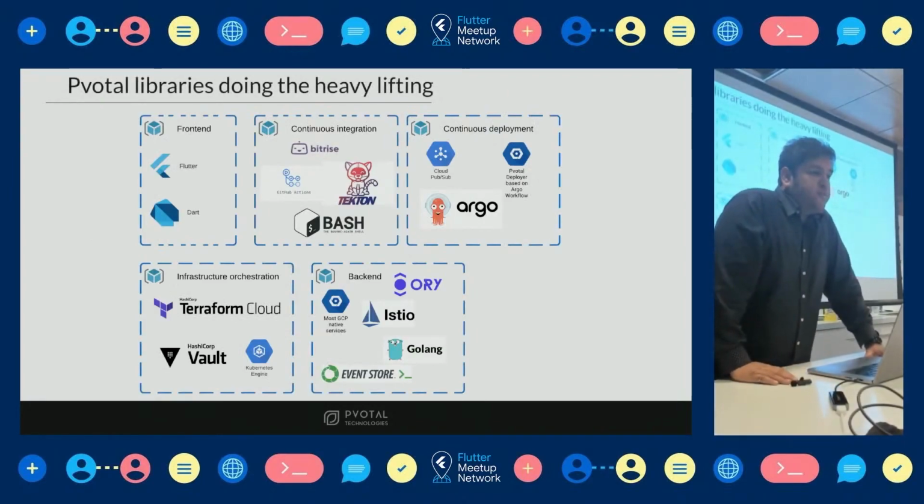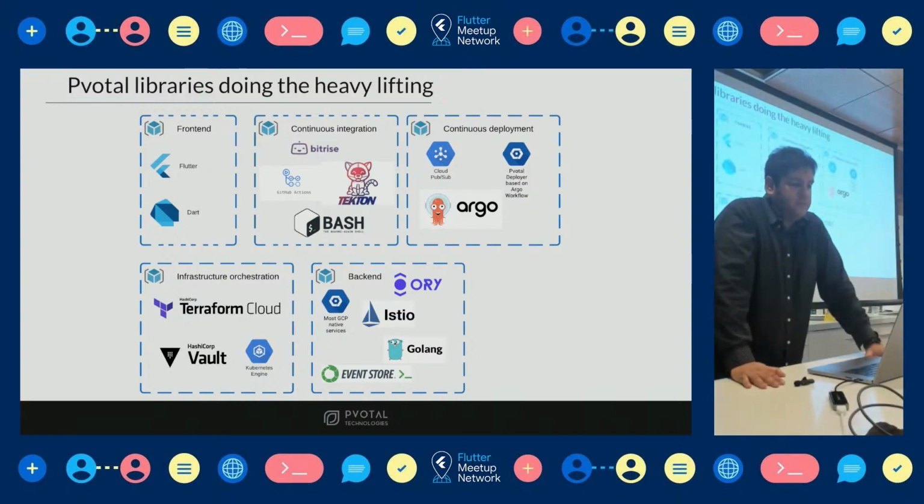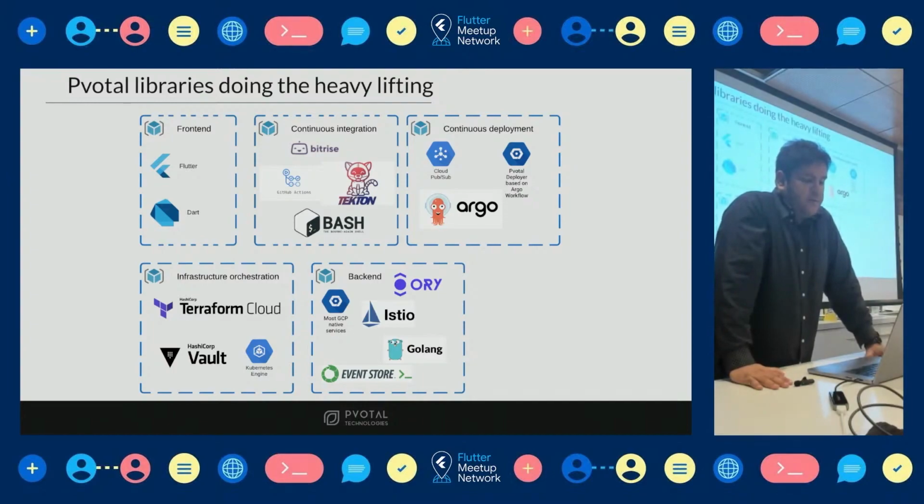Some of the technologies we use, because we think that the tech stack is important when you're developing and automating. Mostly Flutter and Dart in front, some HTML and Go for login. CI, we use Bitrise, Tekton, GitHub Action, Bash. Continuous deployment is based on a custom stack based on Argo workflow, Argo CD, and a custom deployer. For infrastructure orchestration, it's Terraform Cloud, actually called Vault.